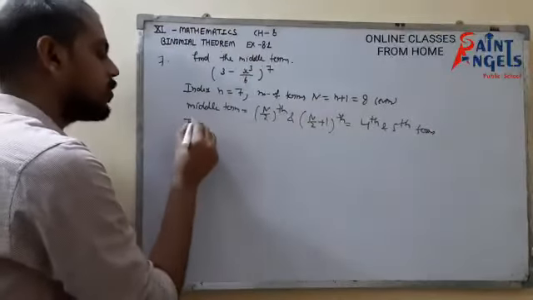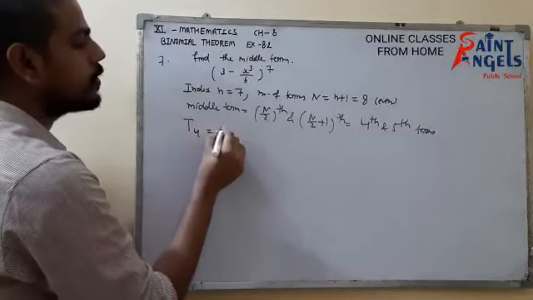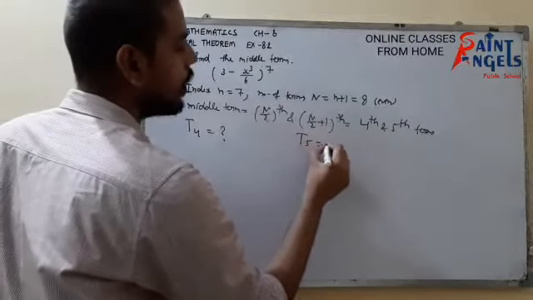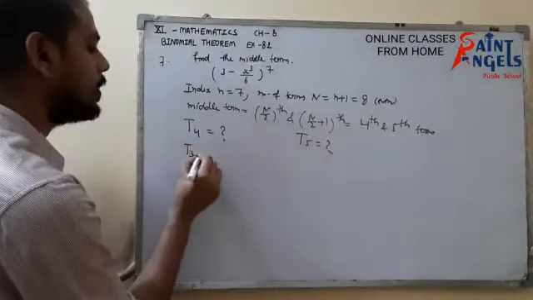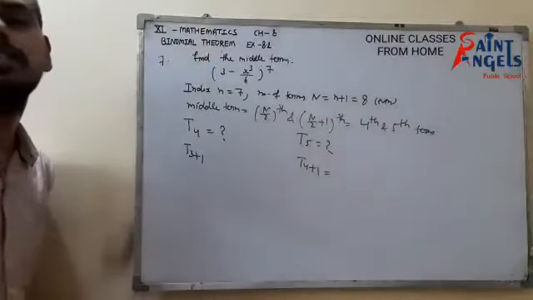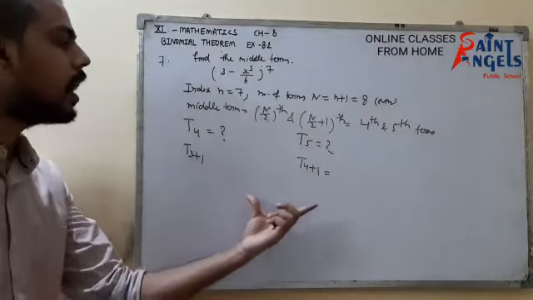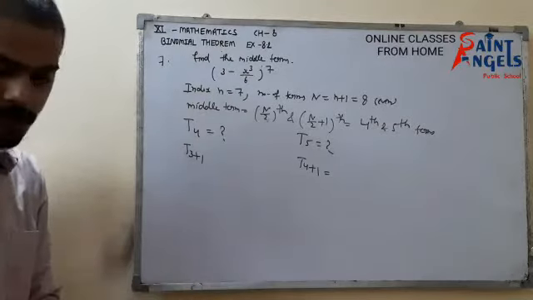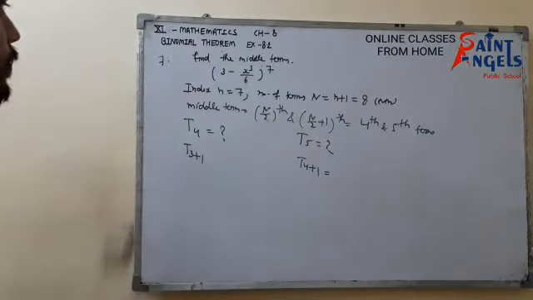Now you have to find T4 and you have to find T5. You can easily find T3+1 and T4+1, similar to the previous question. You can easily solve it. Okay, now I'm just leaving it up to you from here. Solve it. Please pause the video and note it down.